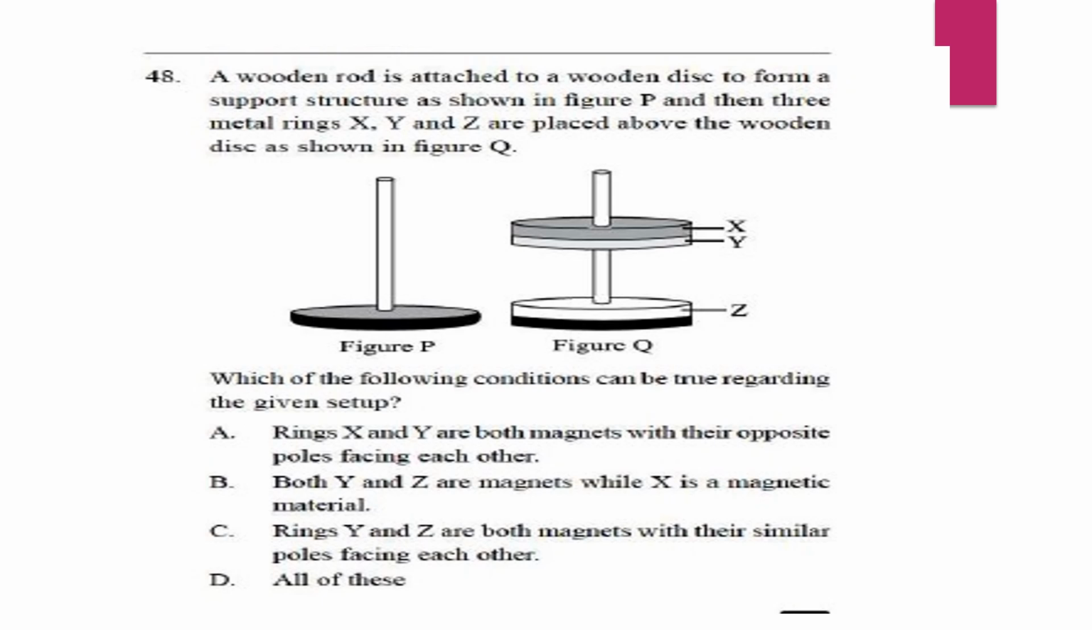X and Y are connected so they both can be magnets and their opposite faces are attracted, so option A can be correct. Both Y and Z are magnets while X is a magnetic material. Yes, this can be true. Rings Y and Z are both magnets with their similar poles facing each other. Yes, this can also be correct because Y and Z are far away from each other without any support in between. So all of these is our answer.